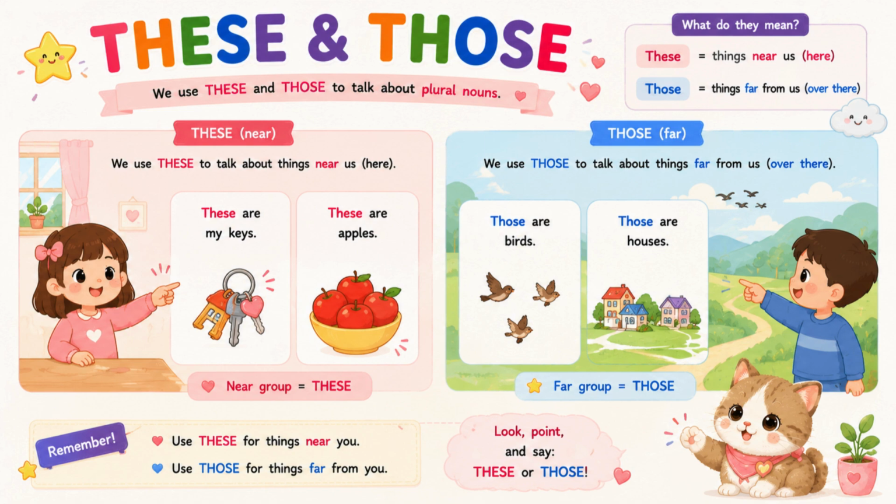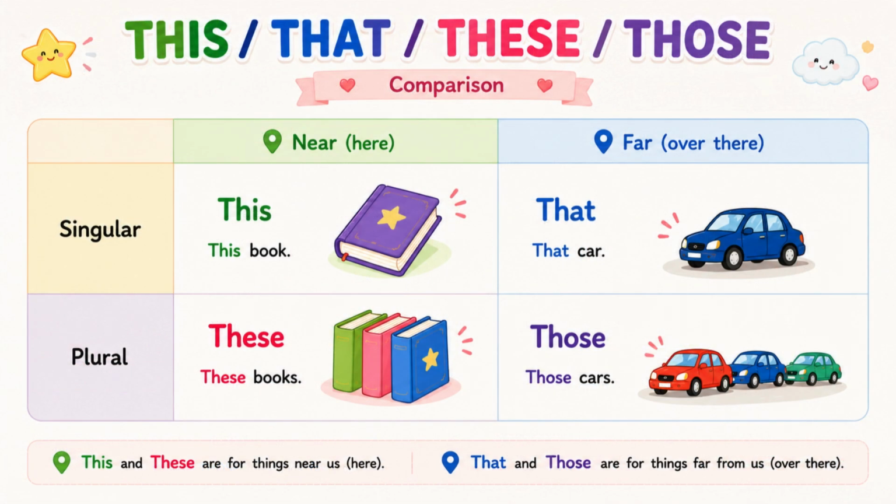Next, let's do some comparison. Now let's compare all four words. Look at the chart. We have near and far. We also have singular and plural. For singular and near, we use this book. For singular and far, we use that car. For plural and near, we use these books. For plural and far, we use those cars.